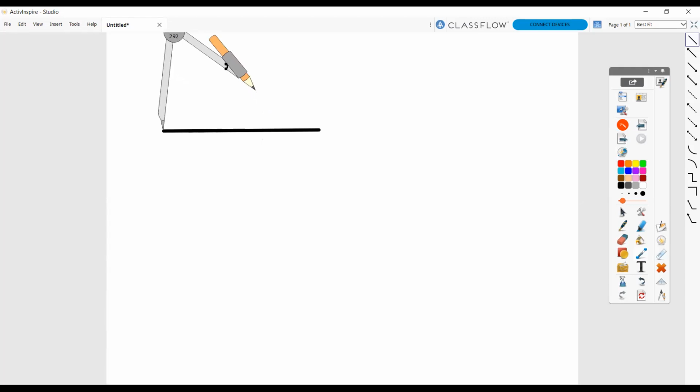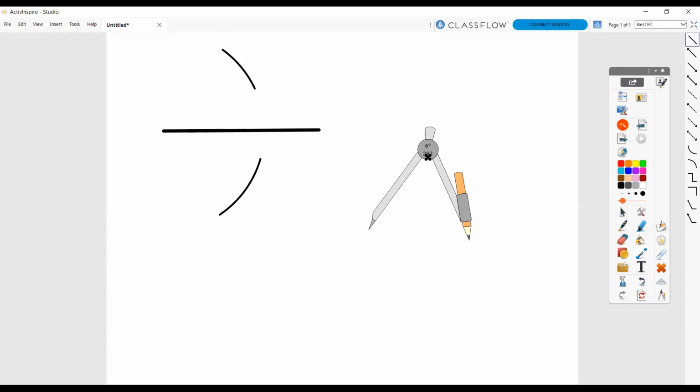Okay, then I'm moving this compass like this up to here, and now I will draw one arc like this from this point. Also we'll draw the arc at the downside like this. So these are the two different arcs by using the compass. Now observe the arc. This is the arc.